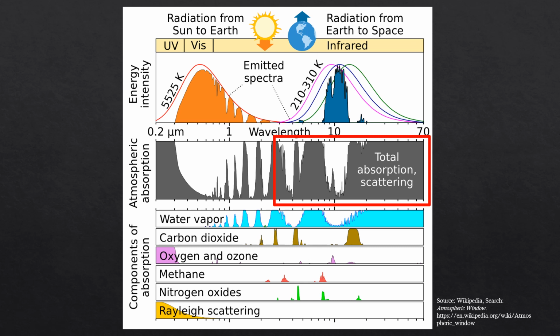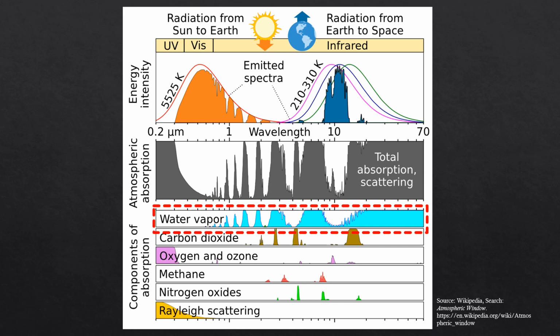The range of about 8 microns to 14 microns is known as the atmospheric window, allowing about 15% of heat from the surface to reach space, while 85% is absorbed by the atmosphere. Water vapor's effect is shown in the box. The absorption from water vapor varies with concentration.